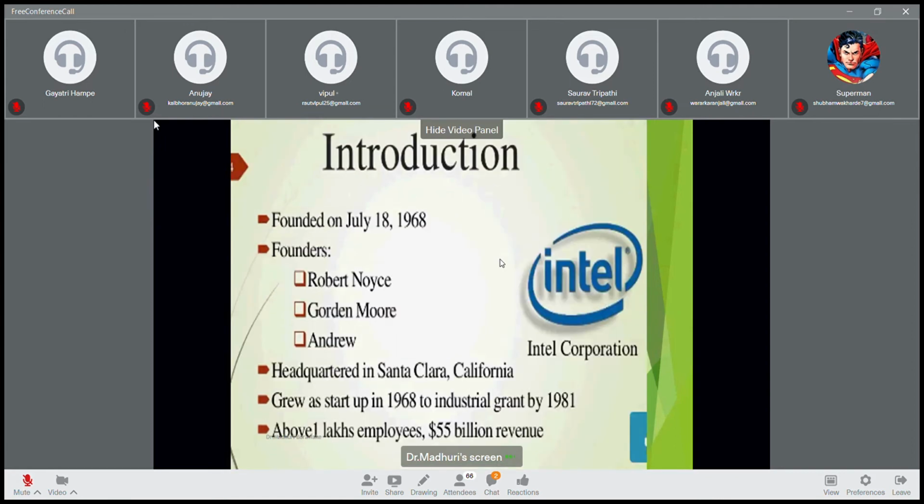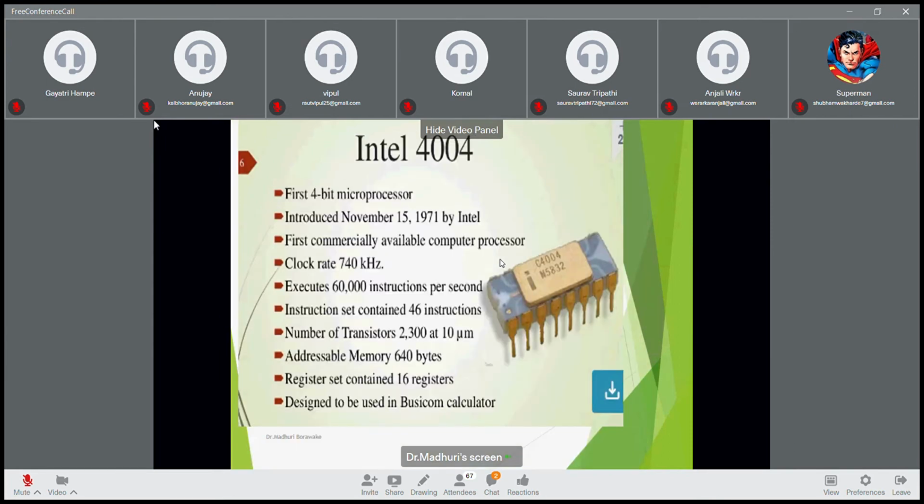Now we'll go for Intel. See, I have just given it here. He founded this particular company, Intel, whose headquarters is in Santa Clara, California. He developed this company in 1968, and the founder's name is Robert. The remaining two researchers, Gordon Moore and Andrew, started that particular company with him and developed it. Now the first 4-bit microprocessor was introduced in 1971. Have you understood what the definition of a microprocessor is?